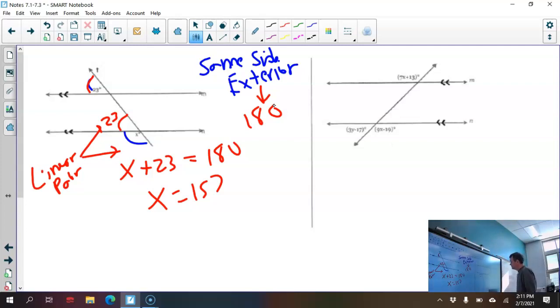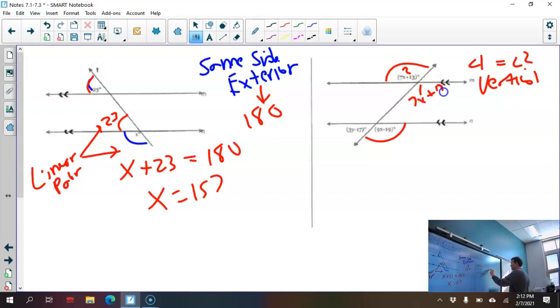And last up, I have this one. So I'm supposed to solve for both x and y. Well, first I would solve for x by figuring out what's the relationship between those two angles. And here's how I do it. I'd call this angle 1, and let's call this angle 2 just for the heck of it. Angle 1 equals angle 2 because they are vertical angles. So I know that angle 1 is also 7x plus 13.